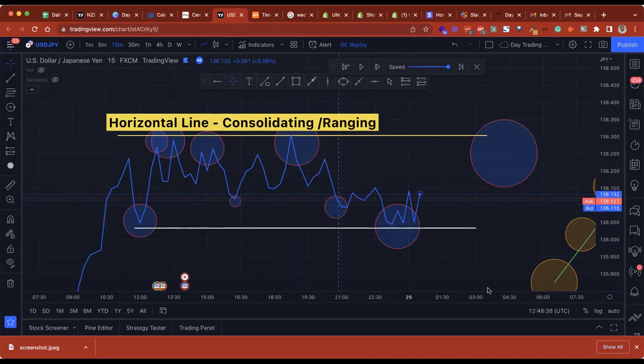So do me a favor and type that in the chat or type this in your notes. Before we trend, there's consolidation. Before the trend, there's consolidation. And that's what I'm showing you right here. We're gonna get back to that trend.